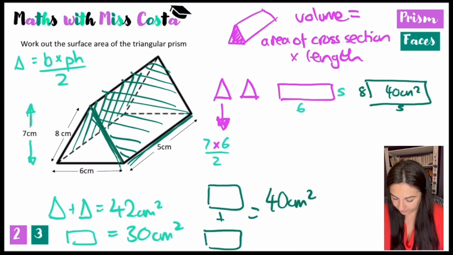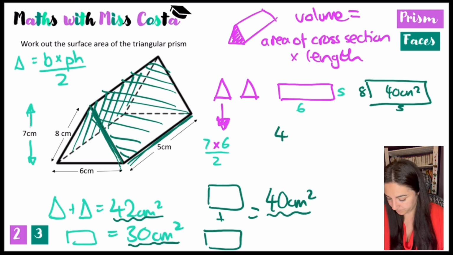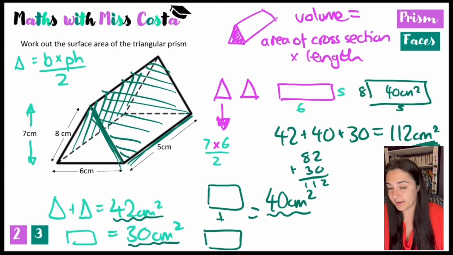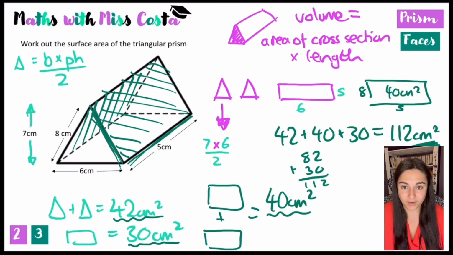What's the total surface area? You just add all the values up. So 42 plus 40 plus 30 gives you 82 plus 30, which would give you 112 centimeters squared. Now be wary that it's centimeters squared because it's an area. Surface area is the area of all the little parts of the shape. Each face, the area of all of them added up, not cubed, because that's a volume where we're talking about 3 dimensions.